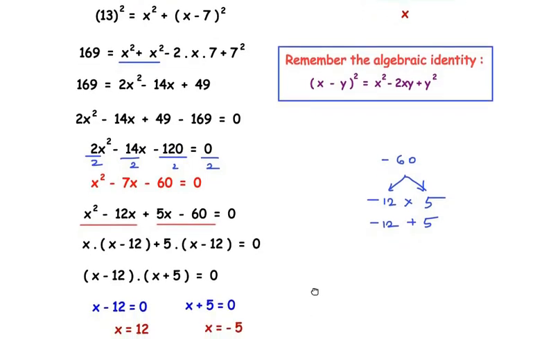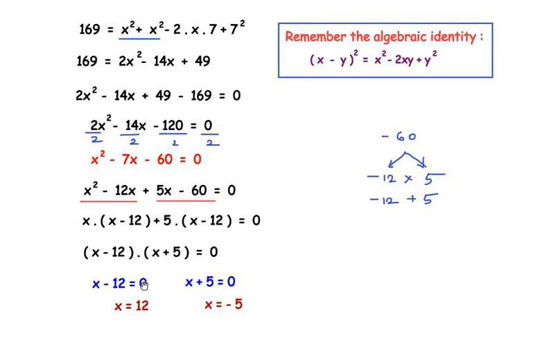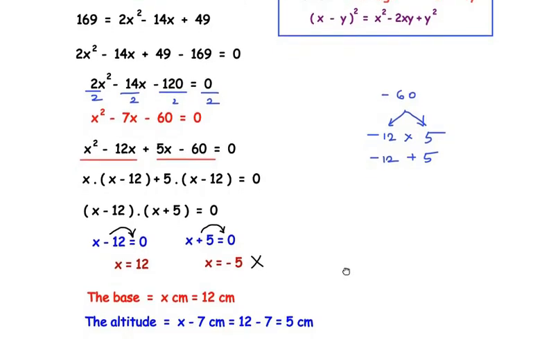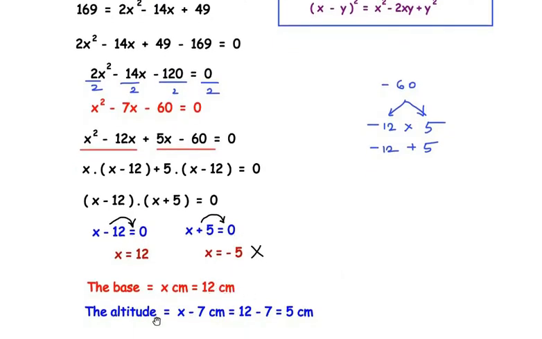Now equating each of the factors equal to 0, we get x minus 12 equal to 0 and x plus 5 equal to 0. Taking negative 12 to the other side of the equal to sign, we get the value of x as positive 12, and taking positive 5 to the other side, we get the value of x as negative 5. Now since x represents the side length of a triangle, it cannot be negative, so we are going to discard negative 5. So the base length, that is x, is going to be 12 centimeter. So here we write the base is x centimeter equal to 12 centimeter, and the altitude is equal to x minus 7, that is 12 minus 7, giving us 5 centimeter. So this is going to be our answer.